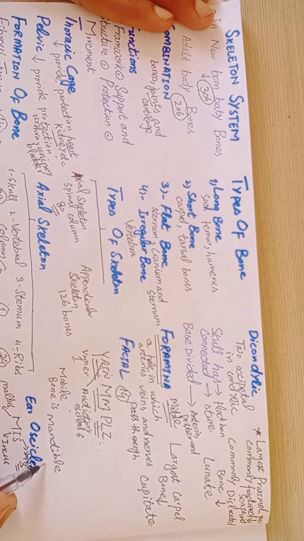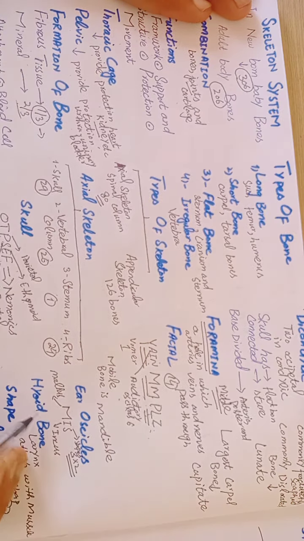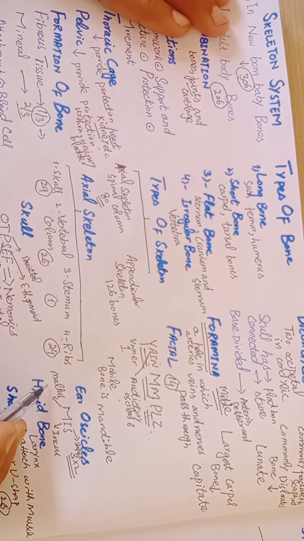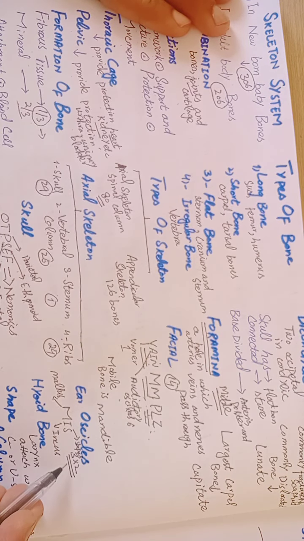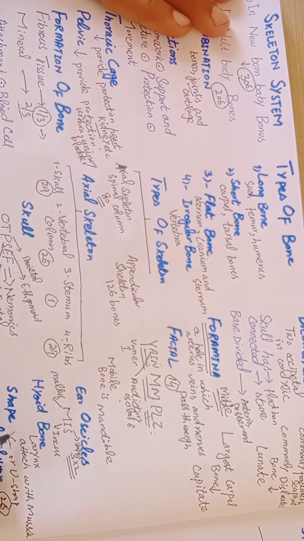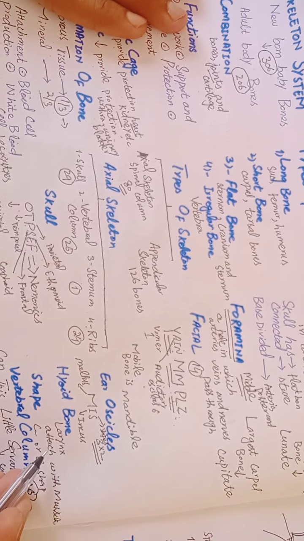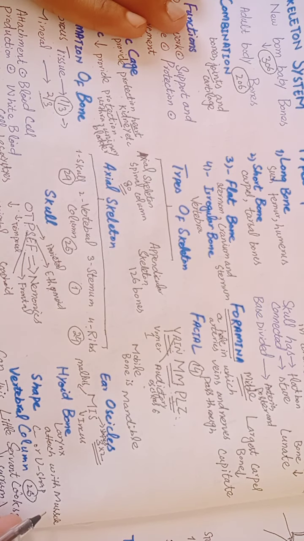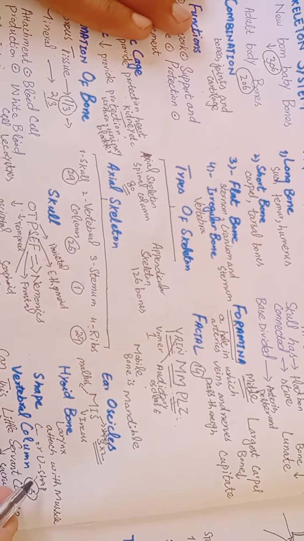The mobile bone is the mandible. Ear ossicles: Malleus, Incus, Stapes. The malleus is a hammer-shaped bone. The hyoid bone is above the larynx, attached with muscles, and is C or U shaped.